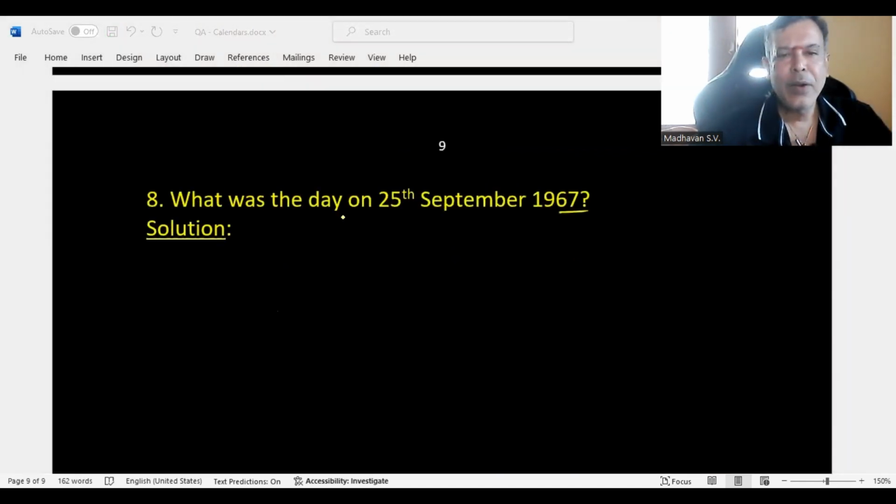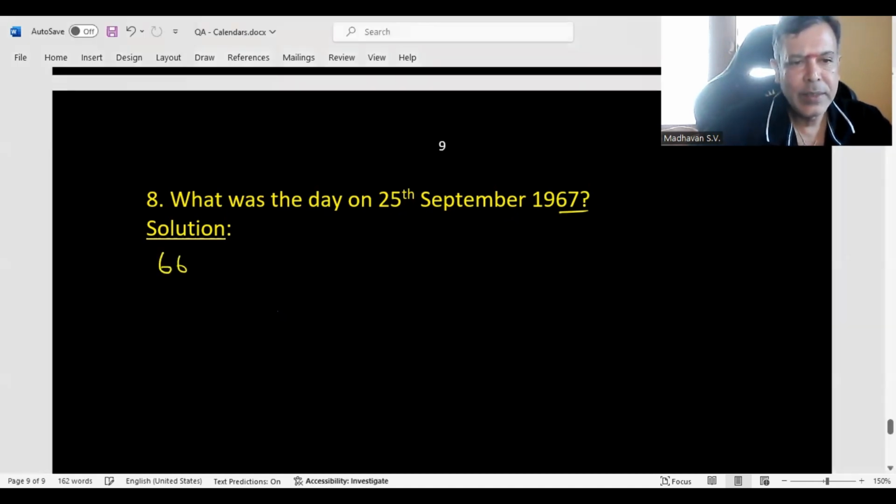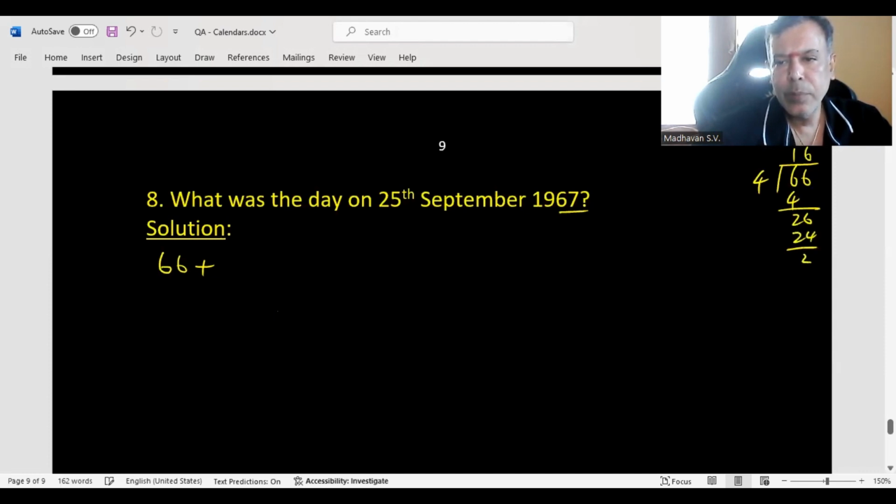What was the day on 25th of September 1967? Last 2 digits 67, 1 less means 66. Then how many leap years are there in the last 66 years? Let us divide it by 4. 4 ones are 4, 26. 4 sixes are 24. So remainder is 2. Quotient is 16. So 16 leap years are there.